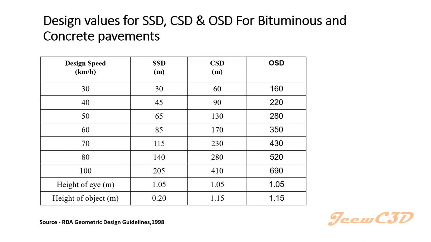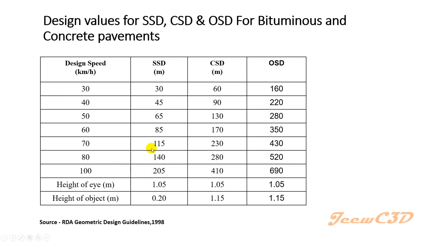Then these are some general values for sight distance listed in the RDA geometric design guidelines. If the design speed is 30, you can see the stopping sight distance is around 30, the intermediate sight distance is 60, and the overtaking sight distance is 160. You can see this overtaking sight distance is very much greater than these two. So here also, if you put the design speed value and mu value into that equation, you will get something like 29 point something. So we have rounded up to 30. That is why we are getting 30 as the stopping sight distance.